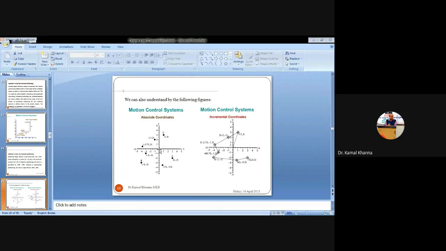In the incremental coordinate system, our origin is floating. You can say the previous point of the tool where it has performed the operation will become the origin for the next point. Or you can define it the other way also: the current position of the tool for moving to the next point will become the origin for performing the operation on the next point of operation.